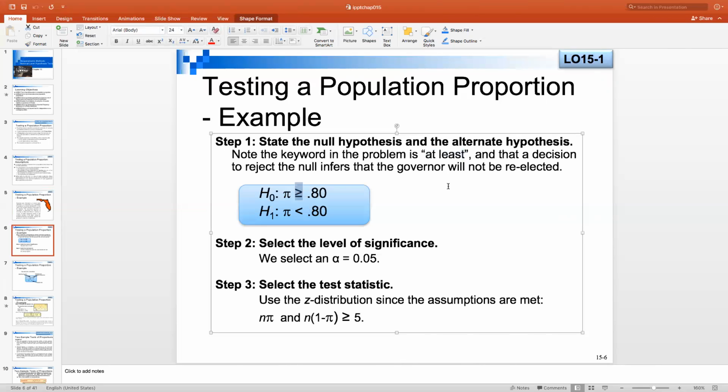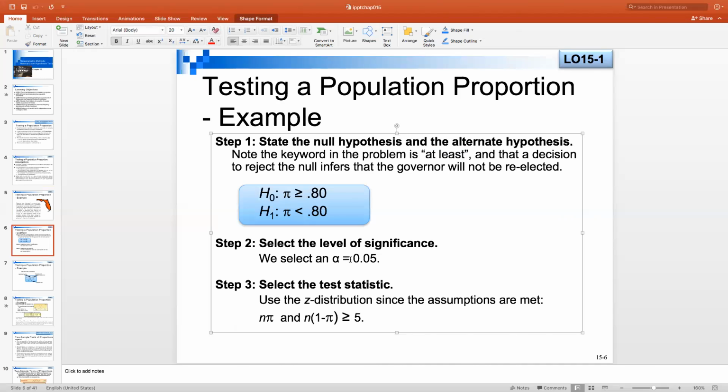And the decision to reject the null infers that the governor will not be reelected. So the null hypothesis is I need 80%. Remember, the null hypothesis is what has actually happened. It's history. And history says you need 80% of the vote, so our population proportion needs to be 80%. And of course, the opposite of that is what we call the alternate hypothesis, and it will be less than 0.80 or 80%.